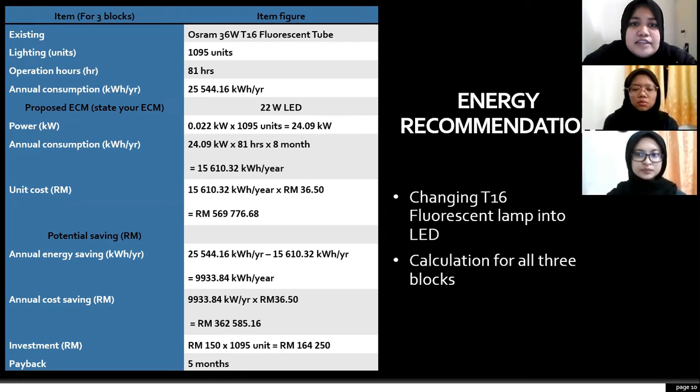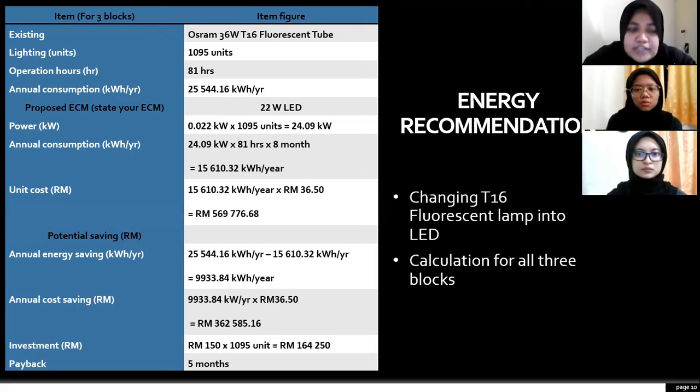And for the LED lamp, the wattage is only 22 watt. The power is 0.022 kilowatt times 1095 unit lamps, equal to 24.09 kilowatt. The annual consumption per year is 15,610.32 kilowatt hour per year, and the overall unit cost is 569,776.68 ringgit.